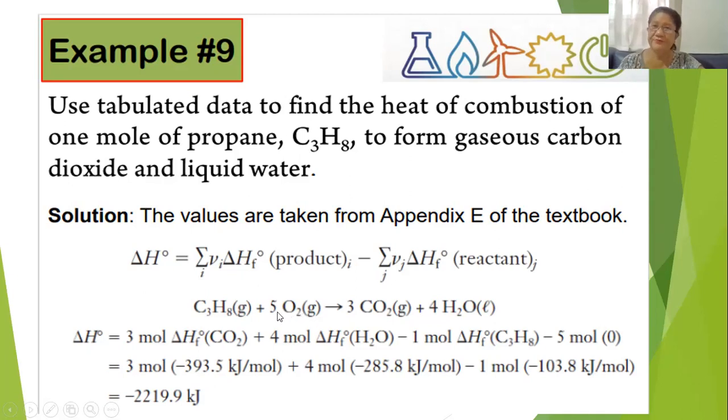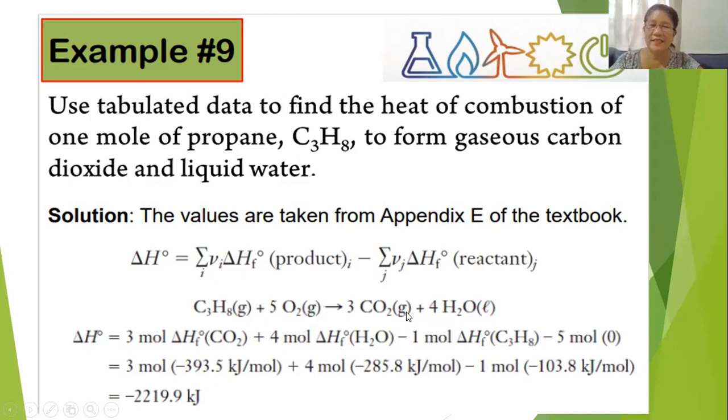And this is also a reminder, if it is in elemental form, zero na siya. Wala na, kanang O2, H2, wala na siya value. Your delta H there is zero. So our product is, di ba kani? So kani siya ito unahon.